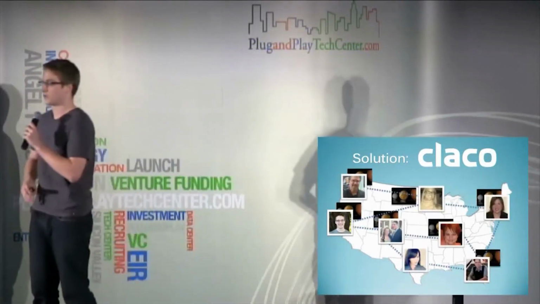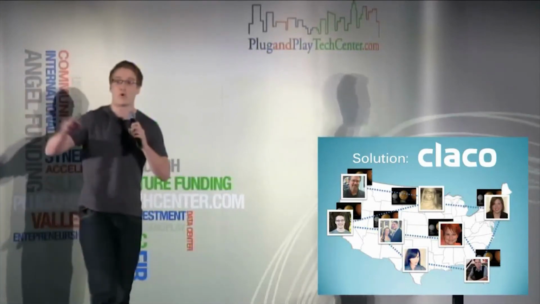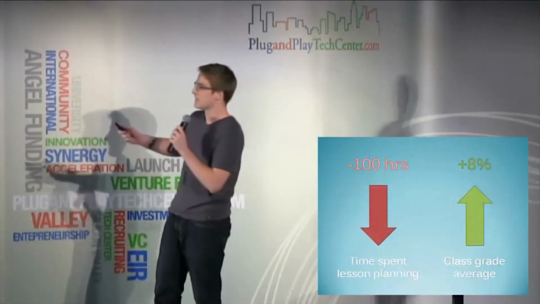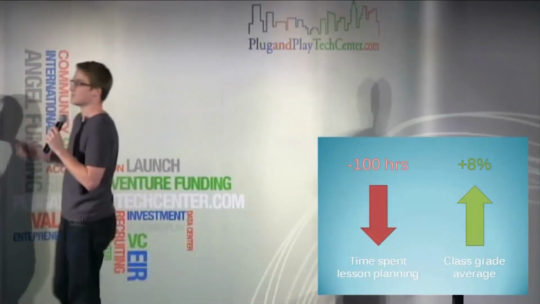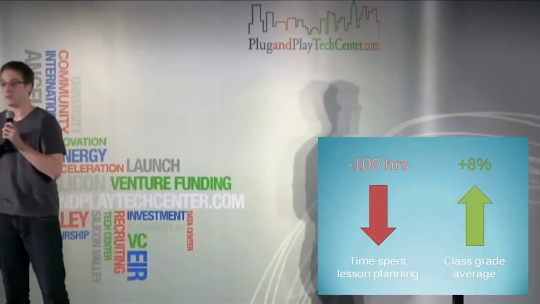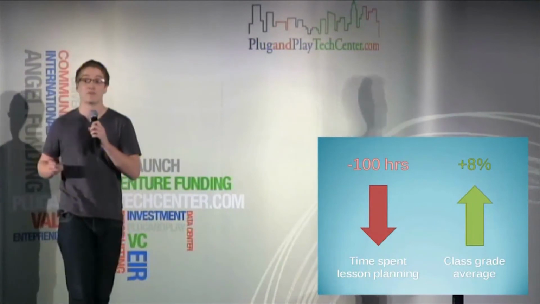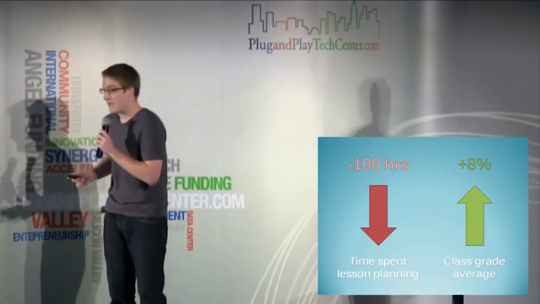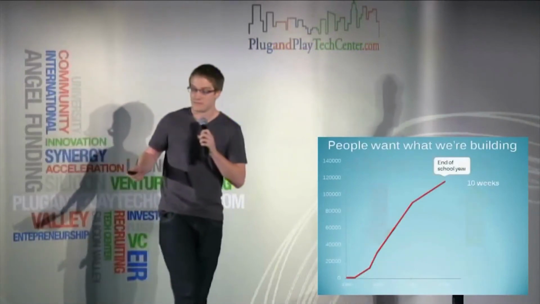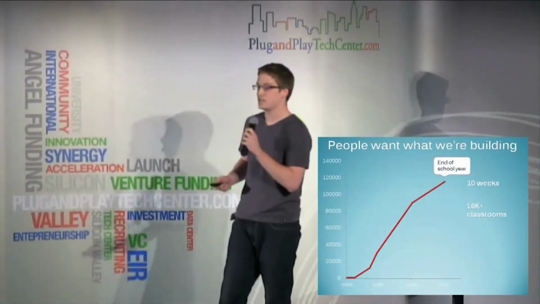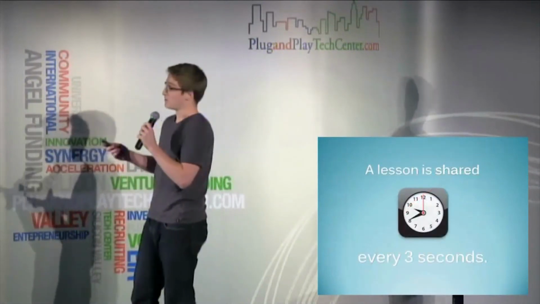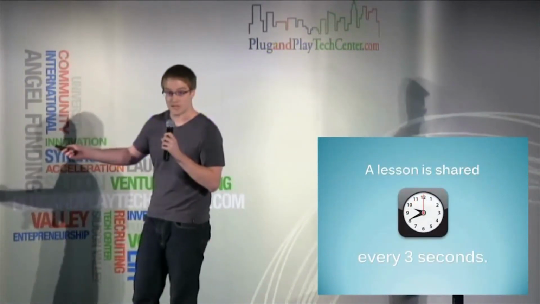So the best resources are getting spread in districts that are poor, districts that are rich. And we're seeing a huge impact from this. In the time that we've been online, teachers have reported they've saved 100 hours this year, but grades have gone up in their classes 8% on average. Almost an entire letter grade. It's absolutely crazy. And as you can imagine, teachers love this. We've seen huge traction. 16,000 teachers have adopted it with 100,000 students. And I'm proud to announce today that we're now sharing a lesson every 3 seconds.